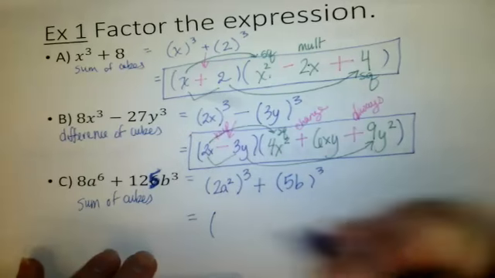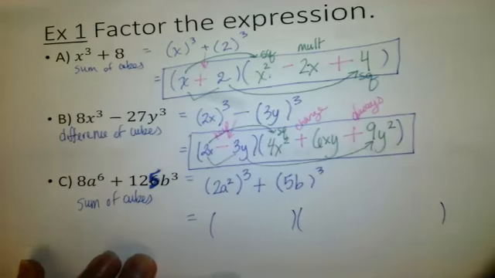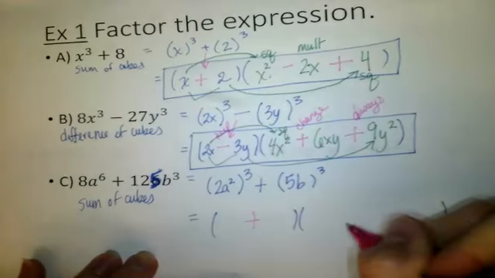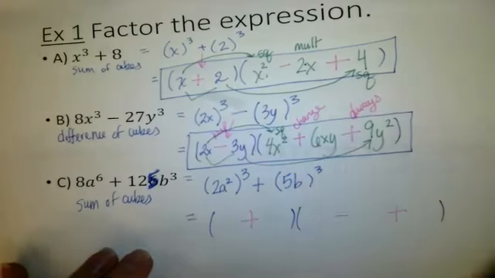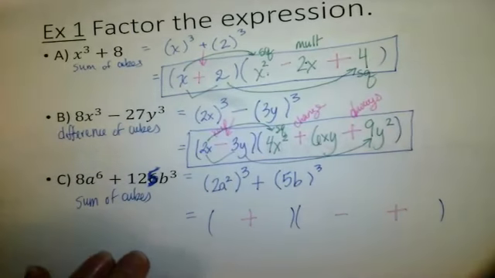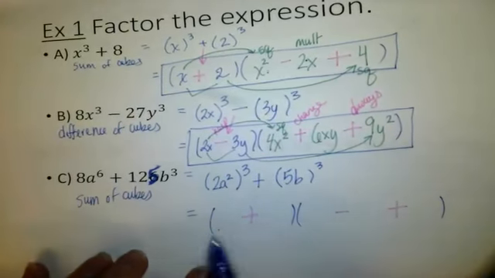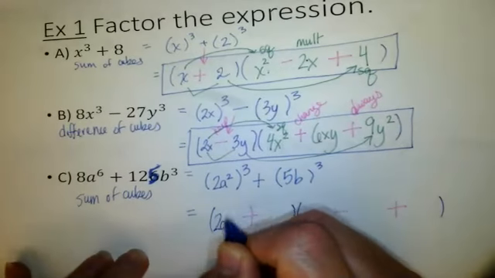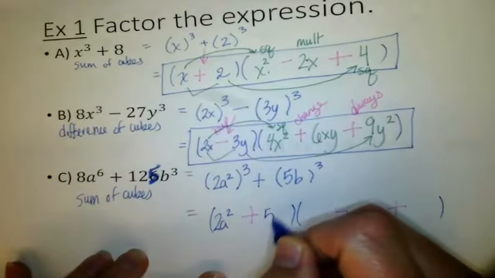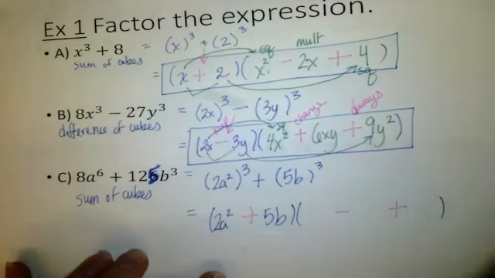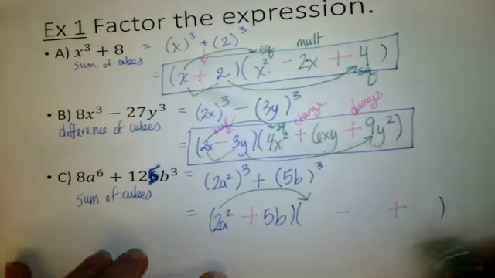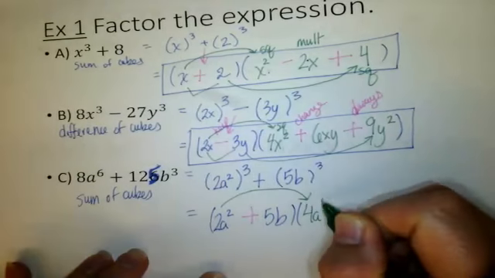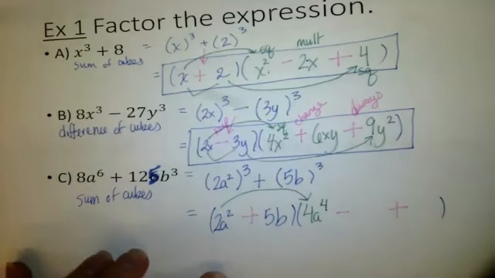All right, so we've got a small bubble and a big bubble. What are the signs? Plus, minus, plus. All right. What goes in my binomial? 2a squared and 5b. Then we're going to square the first thing. What do you get when you square that? 4a to the 4th.